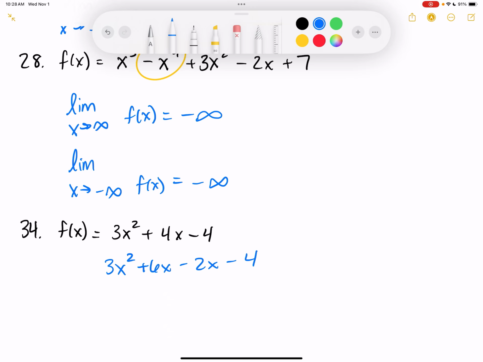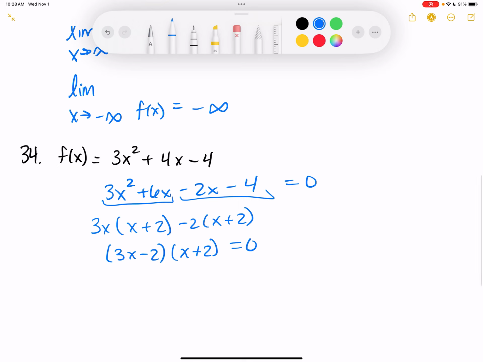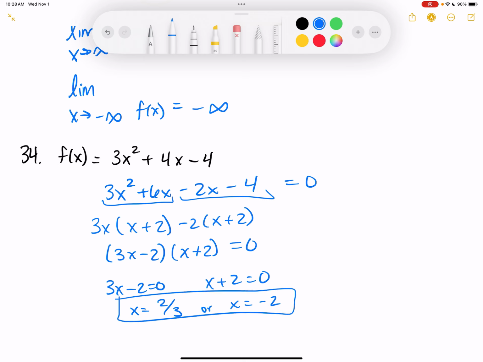So then, ultimately this is going to be equal to 0, so take out a 3x, so that leaves you with x plus 2, take out a negative 2, x plus 2, so I've got 3x minus 2 times x plus 2, and then you just need to split them. 3x minus 2 equals 0, x plus 2 equals 0. So then we get x is equal to 2/3 or x is equal to negative 2. And so those would be the zeros.